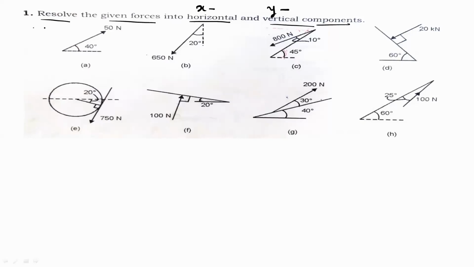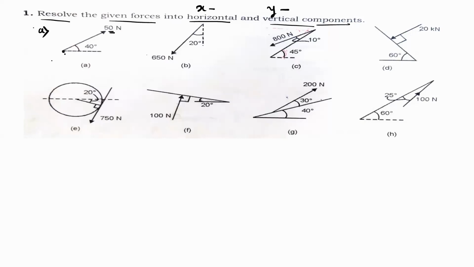So consider the first case. Your force is given as 50 Newton. It is acting at 40 degree. The x and y axis is not shown in the given diagram, so we have to assume the x and y axis. At this point, called the point of application of the force, that is the starting point of the force.